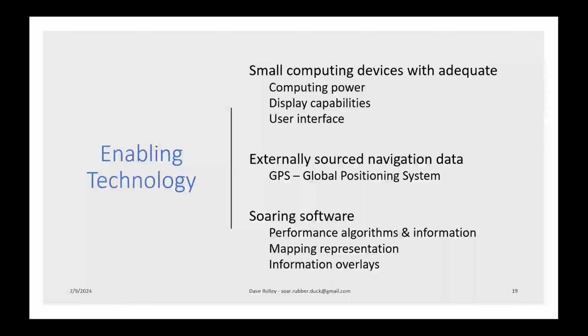Our enabling technologies. The thing that's making this possible is that we've got small general purpose computing devices that have adequate power, display capabilities, and have decent user interface. Externally sourced navigation data: a few years before GPS hopped online, we were trying to use LORAN, but GPS came online, and that's become our external source for the navigation data. And then we have the software running on these devices that has soaring specific performance algorithms and information, a mapping representation, and information overlays.